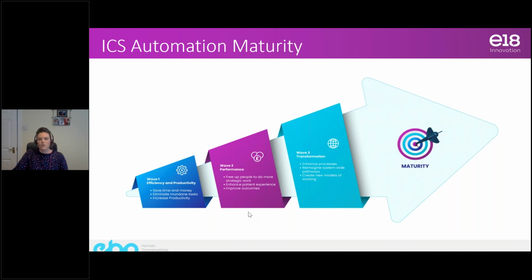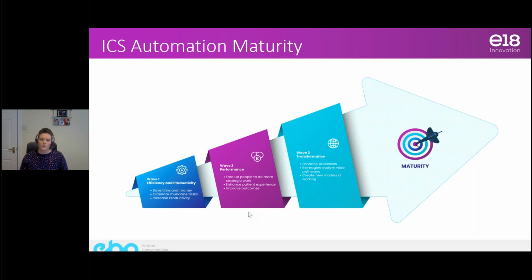So all of the ICSs are currently on an automation maturity journey. And when we look across the stages, I think most of the ICSs are probably in stages wave 1 and wave 2. So that's really starting to use automation technology to mainly improve efficiency, productivity, performance, and that's at an individual organisation level, and using the technology in silo. So technology like RPA, Power Apps, and those traditional patient portals.